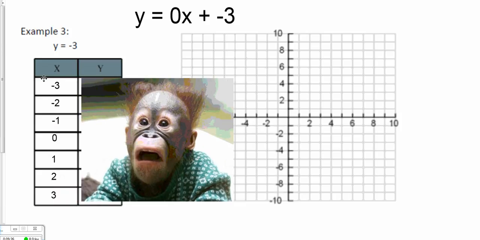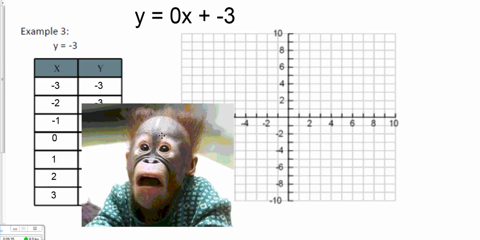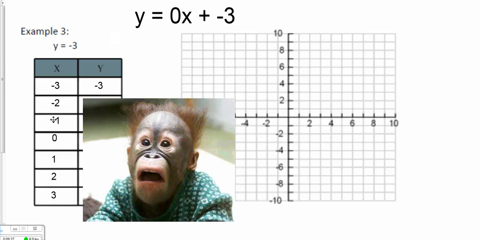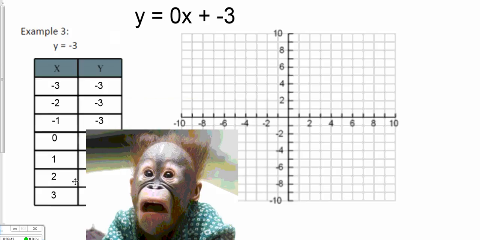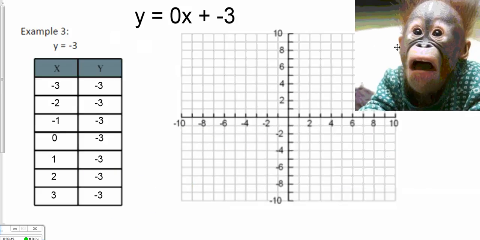Like all of them, our x values are going to be -3 through 3. But no matter what we plug in, -3 times 0 is 0, plus -3 is -3. Let's do -1 times 0 is still 0, plus -3, still -3. Let's try 2 times 0, 0, plus -3. They're all still going to be -3, which means if we were to plot this out, we'd be at -3, -3, here, here, here.